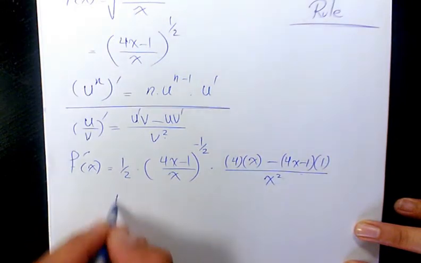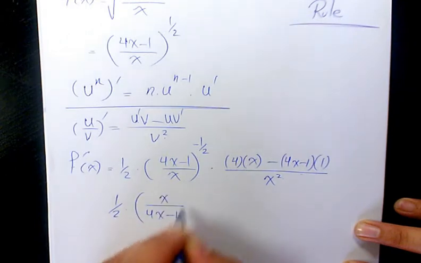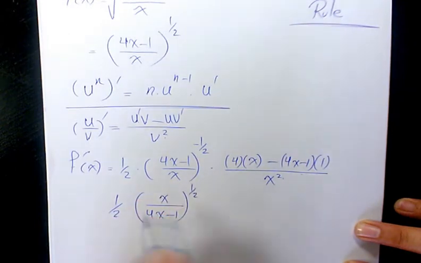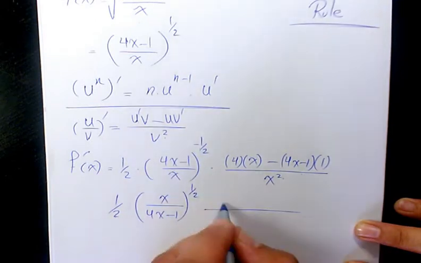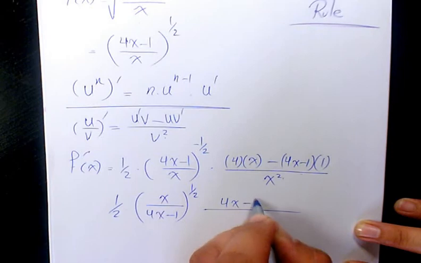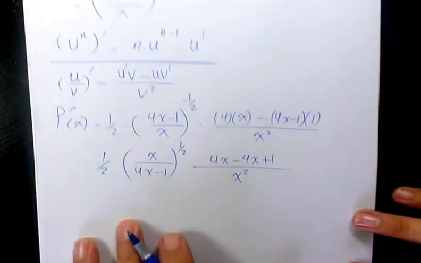Then you can simplify it: 1 over 2 times x over (4x minus 1) to the power of 1 over 2. I just flipped it to make this one positive. Then you have 4x minus 4x plus 1 divided by x squared when you simplify it.